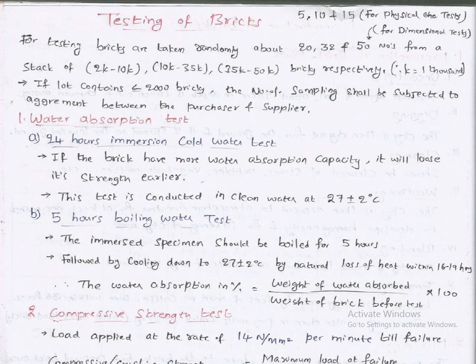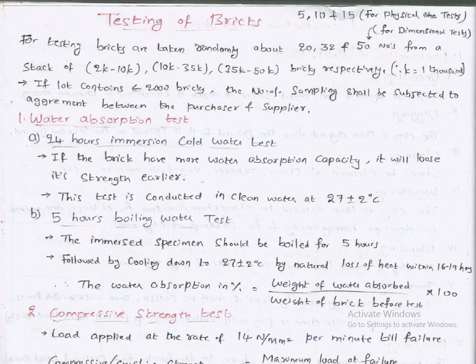Next comes the compressive strength test. Load is applied at the rate of 14 Newton per mm square per minute till failure. Compressive strength is the maximum load at failure upon the area of the bed face of the brick.